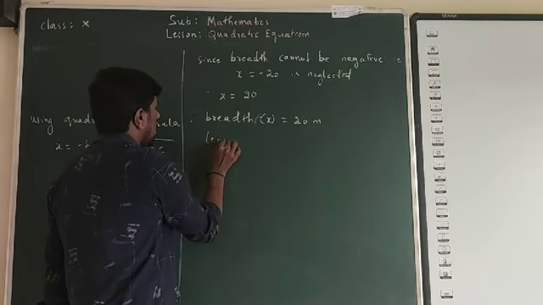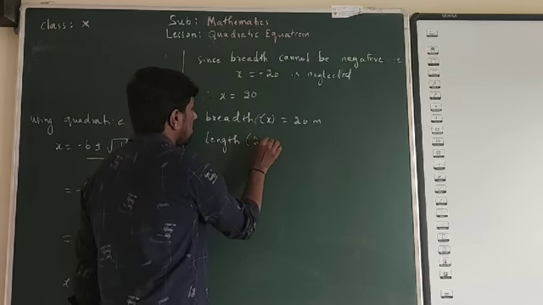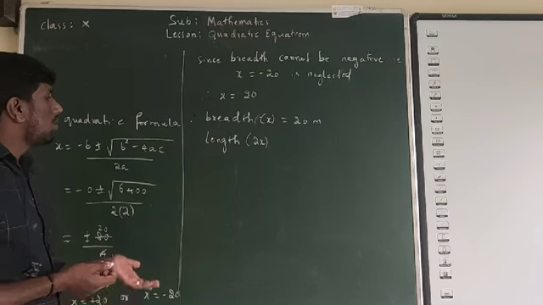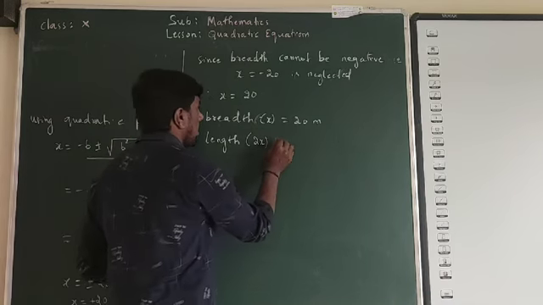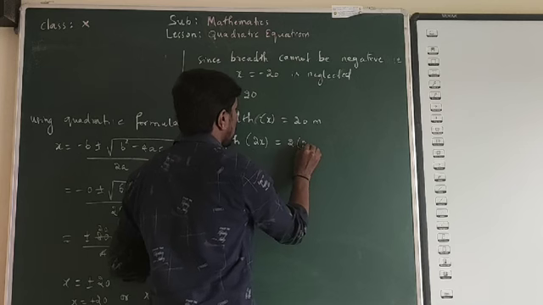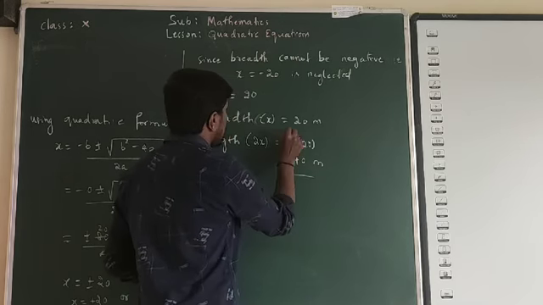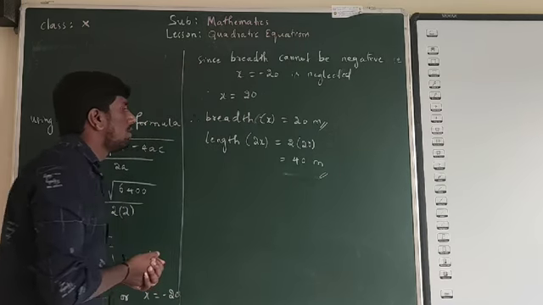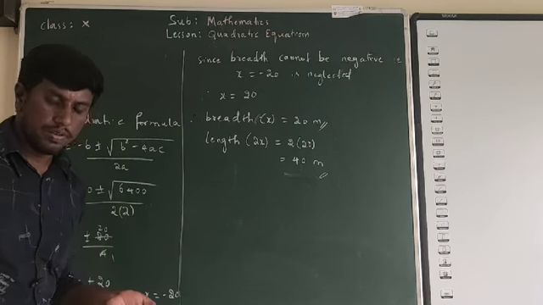Length, that is we have taken as 2 into x because in the question they have given that length is 2 times the breadth, twice its breadth. So it is 2 times x, that means 2 into x value is 20, so it will be equal to 40 meter. Now breadth is equal to 20 meter, length is equal to 40 meter. So that is the required answer for this particular question, right?